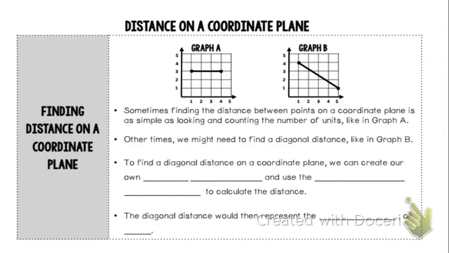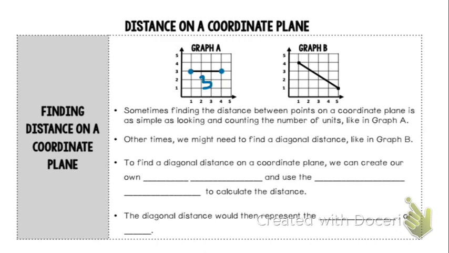Okay, so we're looking at a distance on a coordinate plane. Sometimes finding the distance between points on a coordinate plane is as simple as looking and counting the number of units, like graph A. As you can see on graph A, you can count from this point, and you know that it is 1, 2, 3 units.